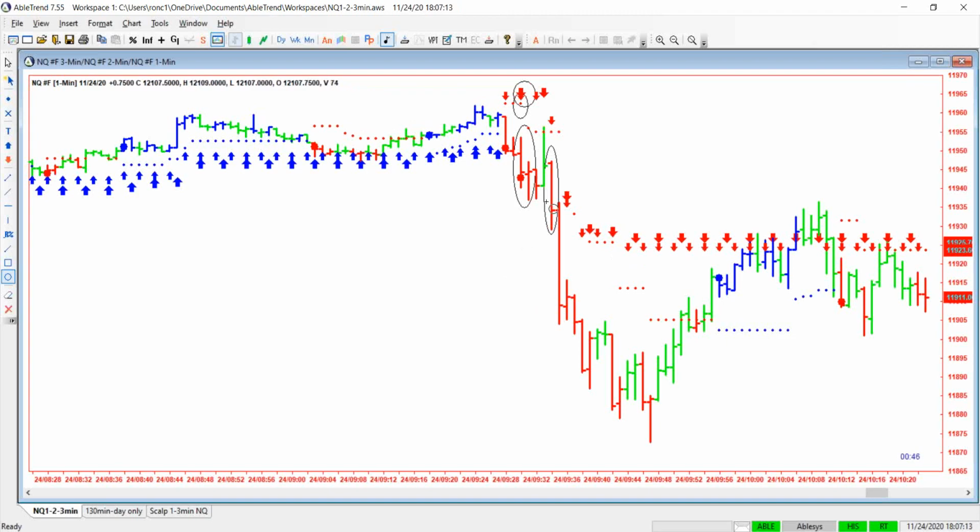So here's where you're going to buy. Always wait for that bar to close. So the open of the next bar right there is where we get in. So we always wait for the first bar, triple confirmation. You have triple agreement. You have a 3-minute sell signal, the big red down arrow. You've got a 2-minute sell signal, the medium size red down arrow, and you have a 1-minute Able Trend sell signal, the red dot. Wow, that's triple agreement, triple confirmation.